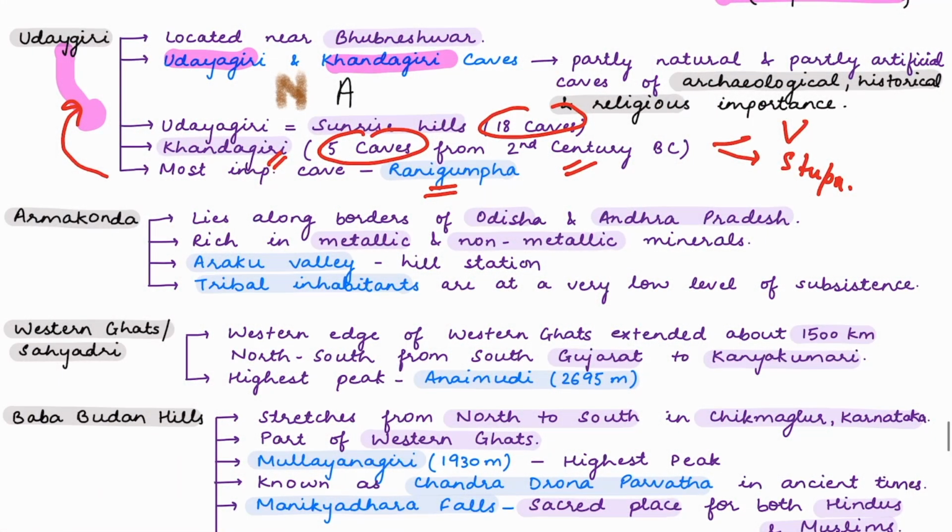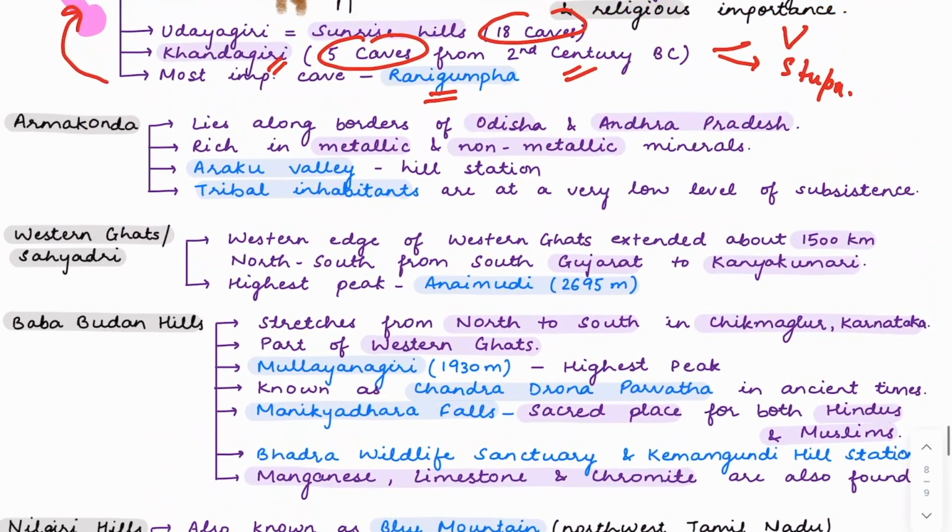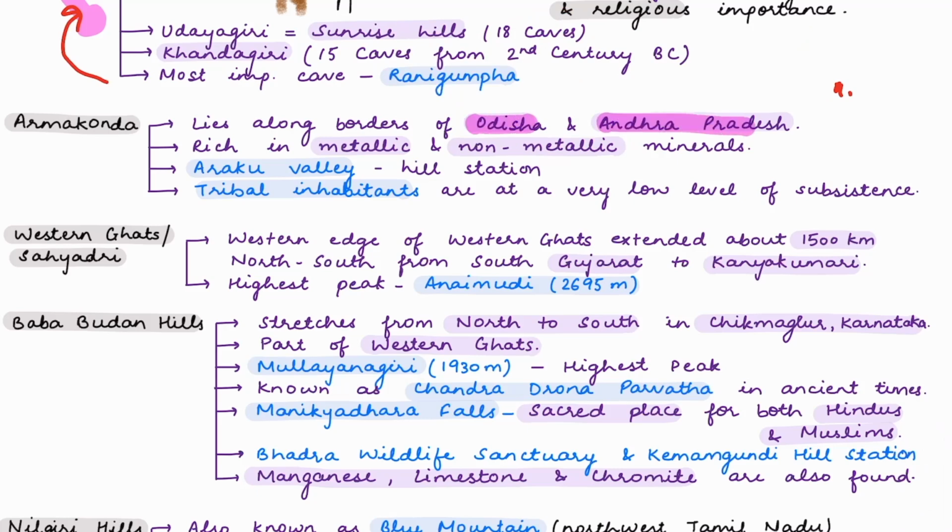Now, when we talk about the Armakonda range, this particular range lies on the border of Odisha and Andhra Pradesh, and the beautiful Araku Valley, which happens to be an important tourist destination, is located here in the Aramakonda. Many tribals also live at this place, and often they face a poor lifestyle, sustaining on the basic levels of subsistence.